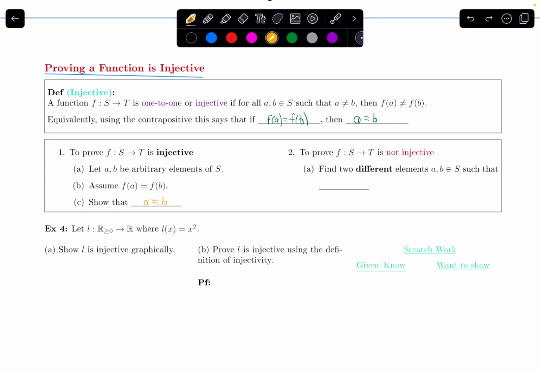On the flip side, if I want to show something is not injective, I would have to find two different elements, a and b, that are in S, such that f of a and f of b are equal to each other. If two different inputs have the same output, that's bad. Then it's not injective. So let's do an example.